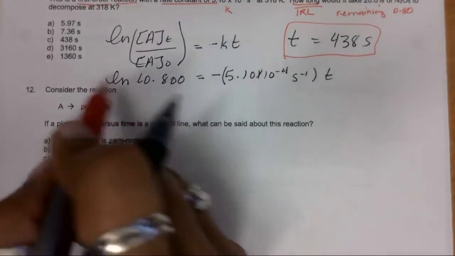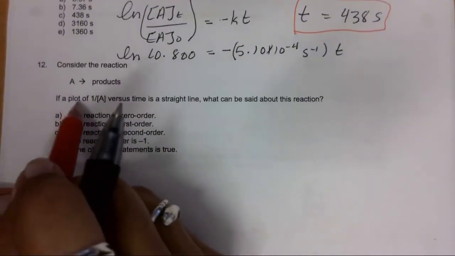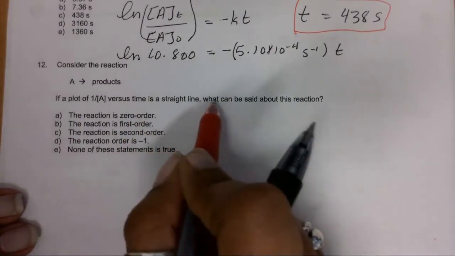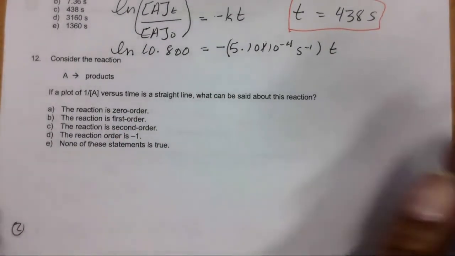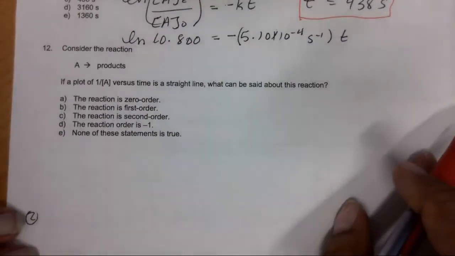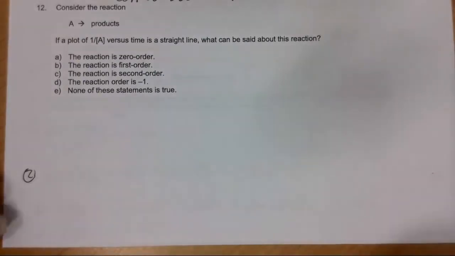Alright, so consider the reaction of A to products. If I plot 1 over the concentration of A versus time and get a straight line, what can be said about this reaction? Now, if you already know these plots, you're good to go. You already know what this is. But if you don't, well, you might be in trouble. So let's do a little bit of review.